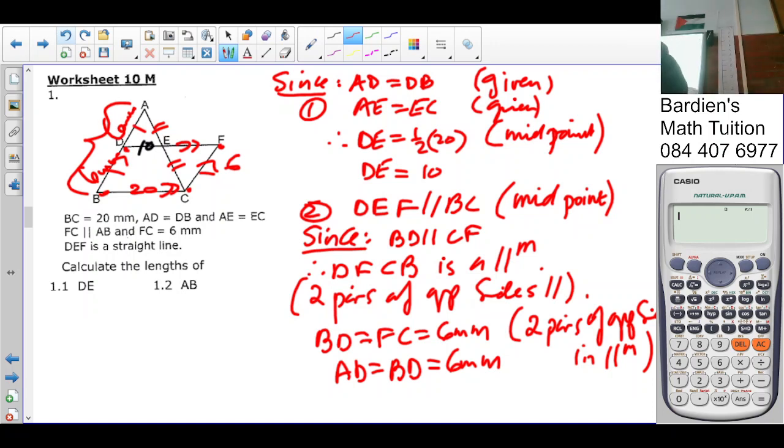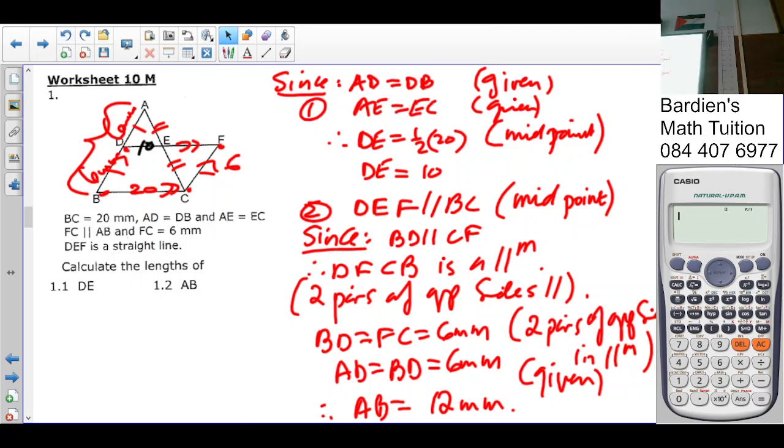Where is this coming from? It was given to us. So therefore, AB is equal to 12 millimeters. People, there's 3, 4, 5, 6, 7 marks you can get for the sum, 3 and 4 in the second one. Okay.